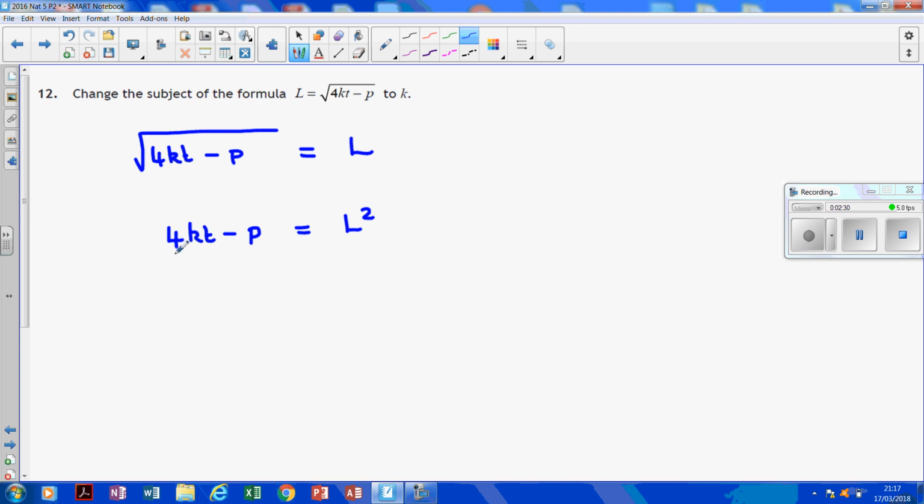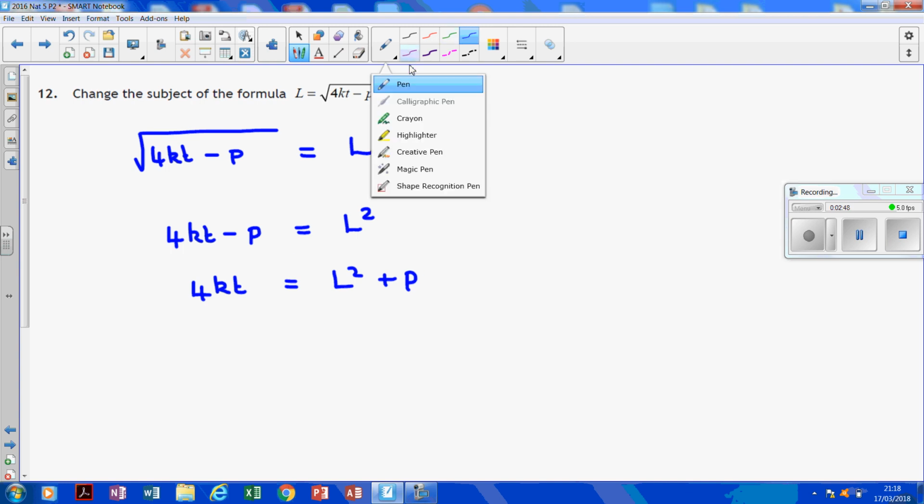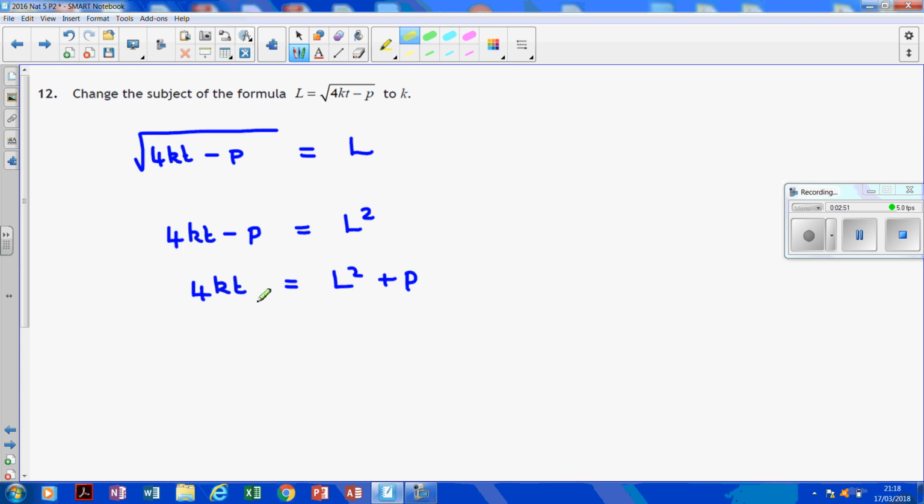Now I've got 4KT minus P. The last thing I said was take away P, so I do the opposite and add P onto both sides. So 4KT is equal to L squared plus P. And the last step is I want to leave K on its own. That's what I'm changing it to. Now what's with it? There's a 4T with it, and they're all being multiplied together. So the opposite of 4 times K, or K times T, is to divide. And when we divide, it goes down to the bottom of a fraction. So that 4T goes down to the bottom.